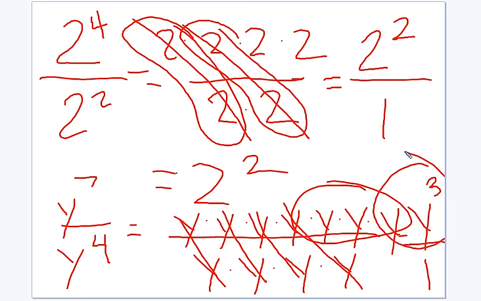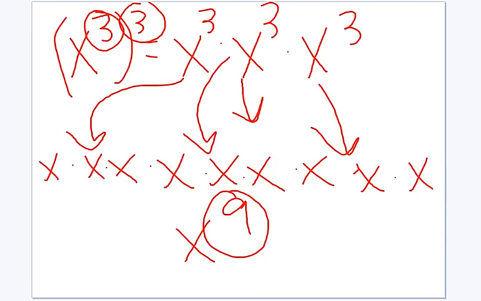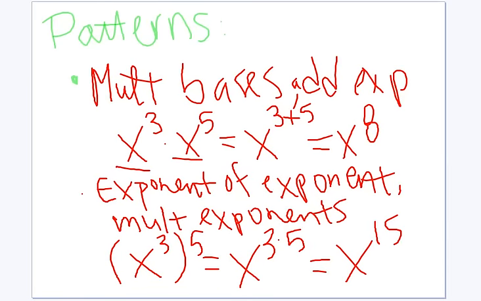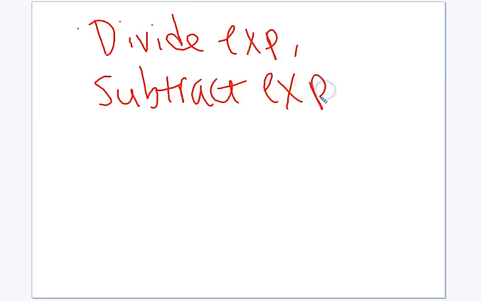So let's look for our pattern. Well, 4 minus 2 is 2. 7 minus 4 is 3. So that's our pattern. Now our pattern's slide got full, so I'll just write it over here. So our last pattern, write this down at the bottom with your list of patterns, is when you divide exponents, subtract the exponents.